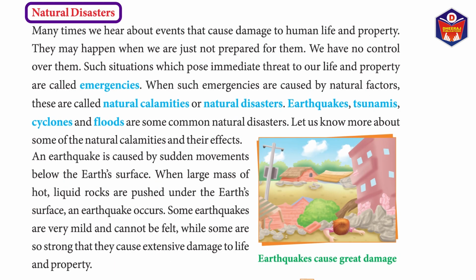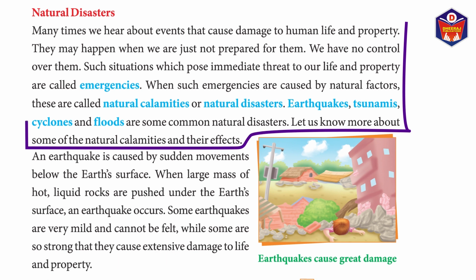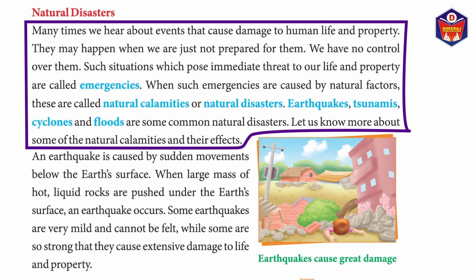Natural disasters. Many times we hear about events that cause damage to human life and property. They may happen when we are just not prepared for them. We have no control over them. Such situations which pose immediate threat to our life and property are called emergencies. When such emergencies are caused by natural factors, these are called natural calamities or natural disasters.